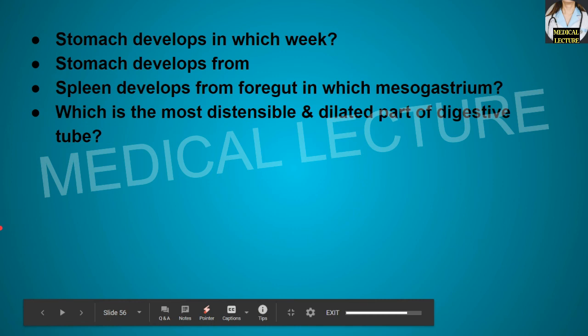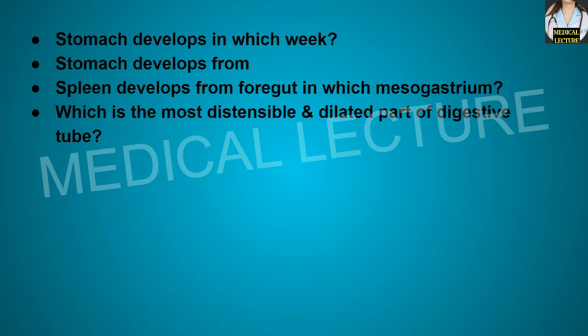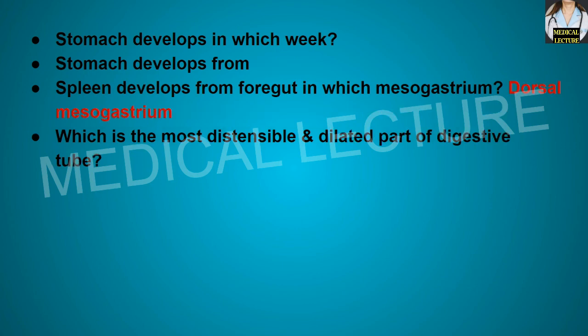Stomach develops in which week? It develops in the 4th week. Stomach develops from the foregut. Spleen develops from the foregut in which mesogastrium? Dorsal mesogastrium. Which is the most distensible and the dilated part of the digestive tube? It is the stomach.